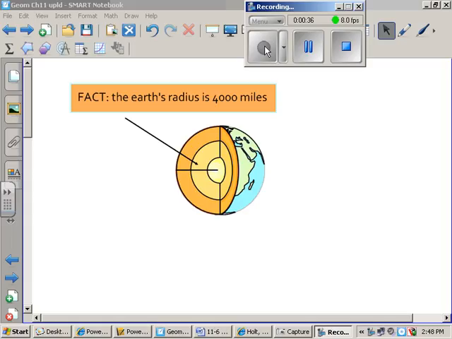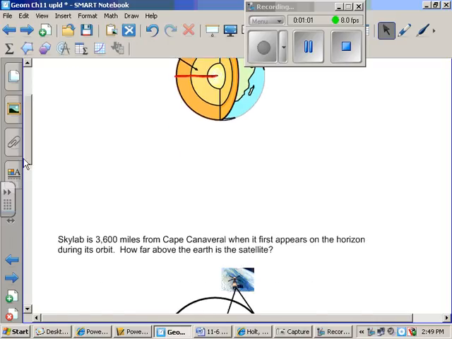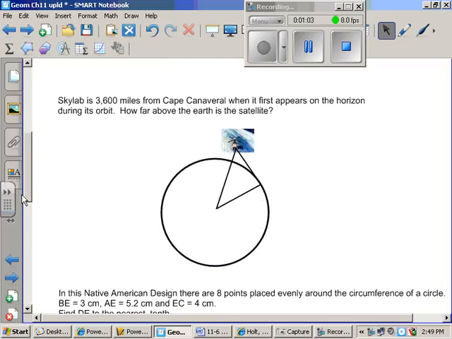So one thing you need to know to do a lot of these problems is that the Earth's radius is 4,000 miles. You can see right here, from the center of the Earth to the edge of the crust is approximately 4,000 miles. So you need to know that. You need to jot it down because we're going to be using that a bunch. All right, so let's do this first problem.